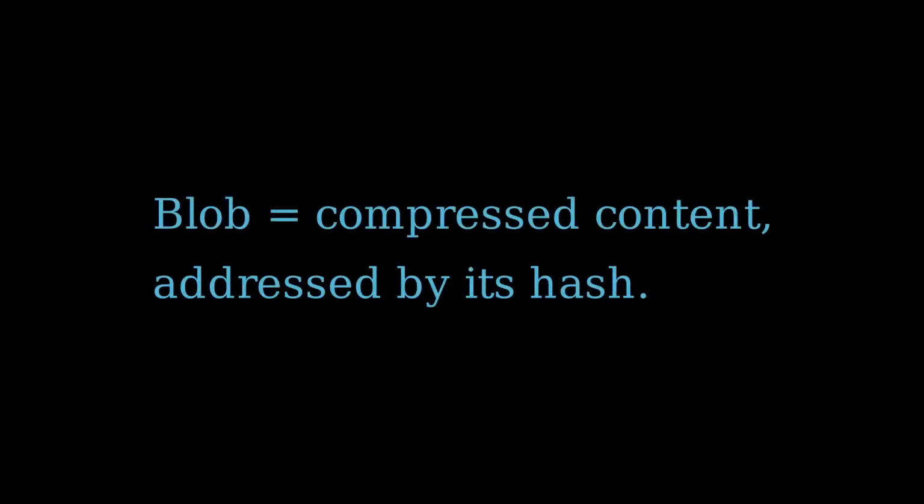We have a blob, but why did Git split the name? 2 characters as a folder, 38 as the file. Why not just store it flat? Next segment, the file system answer. Recap. A blob is zlib-compressed content stored by hash. cat-file pretty prints it back to plain text.